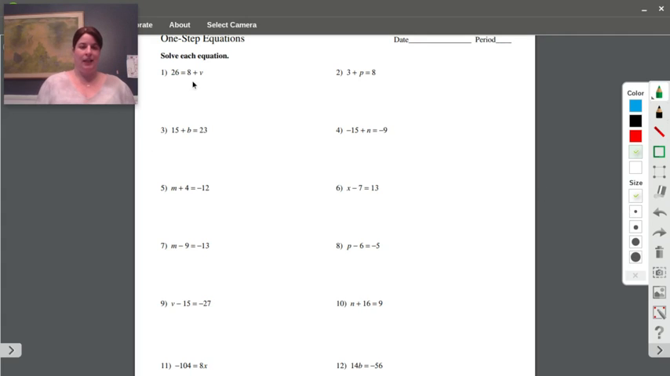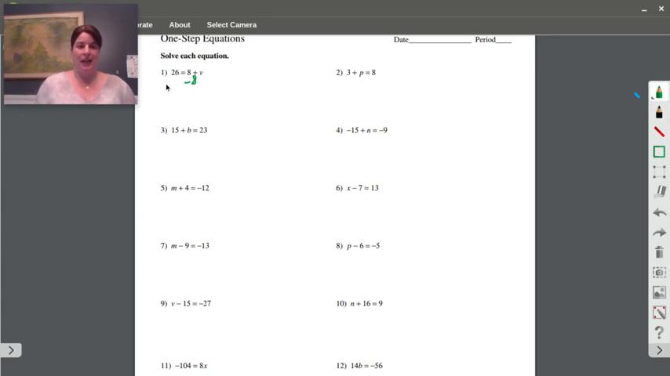Make sure I've got a little point here. Okay, so this first one is another of those where the variable is on the right side of the equation, but it really does not matter at all. We do the same thing. We want to get v by itself, so we're going to subtract 8 from both sides. So 8 plus v minus 8 is just v, and 26 minus 8 is 18. So 18 equals v.